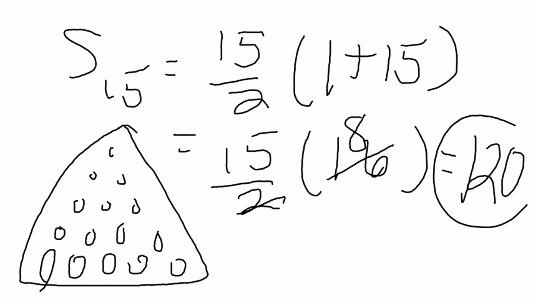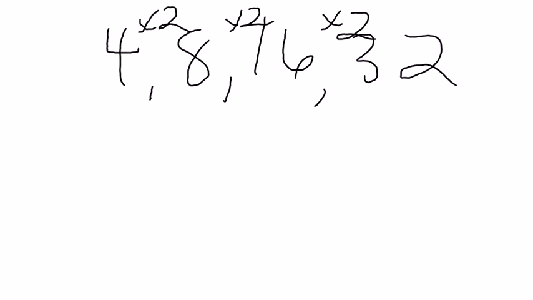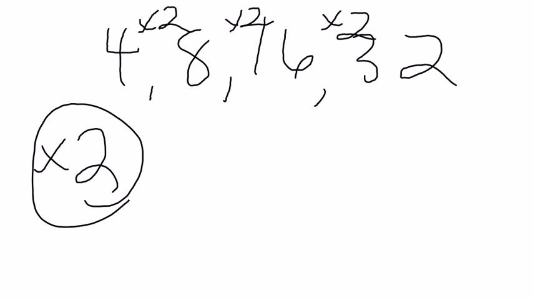Okay. Number 4. Describe the pattern in the sequence. Find the next 3 terms. Okay, we have 4, 8, 16, 32. So the pattern right off is going to be times 2, right? Every term, you multiply by 2 to get the next one. So the pattern is multiply by 2. All right, that's the pattern. Now, what's the next 3 terms?